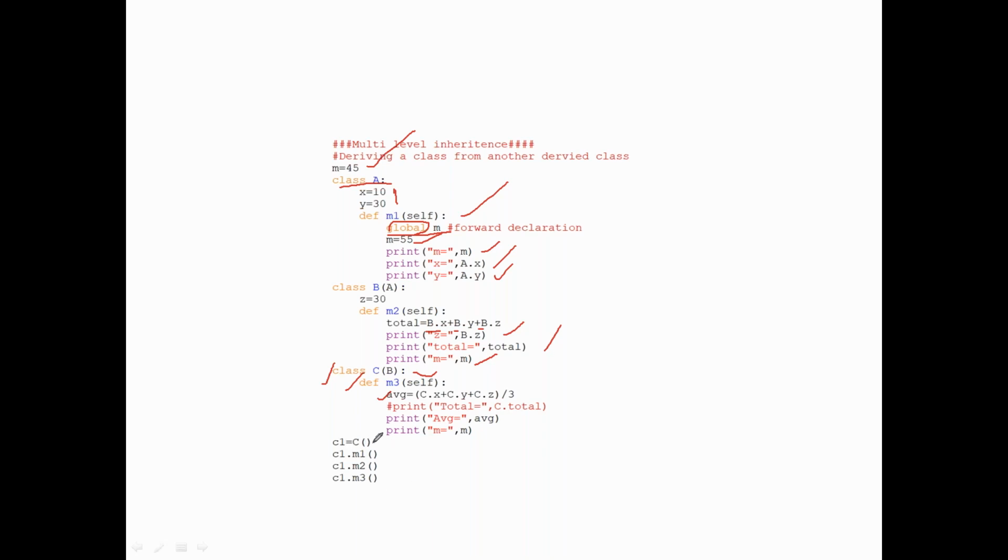Now you can see, c1 equal to C(). Open and close means the object is created, a reference variable is created. c1.m1, c1.m2, c1.m3. So this method and this method I called with the help of the C class only, and you can see the outcome.